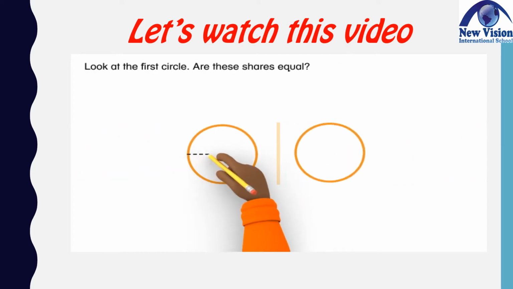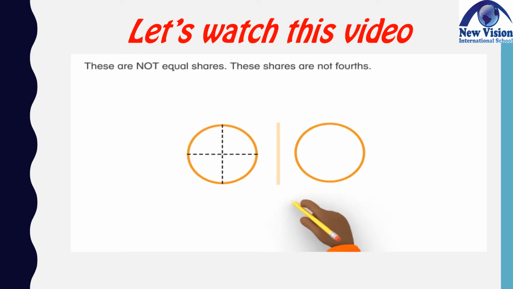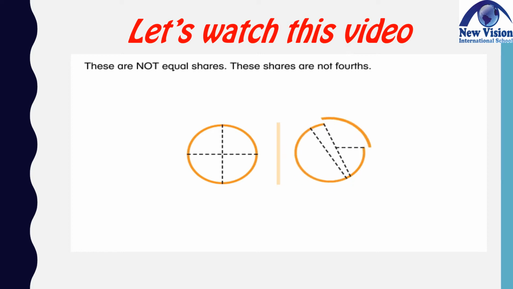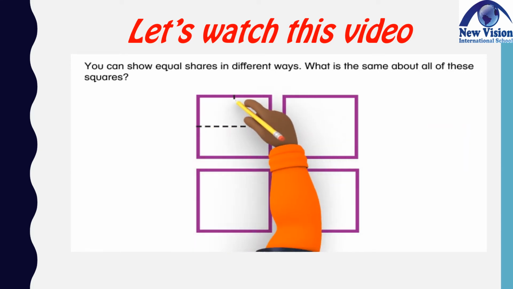Look at the first circle. Are these shares equal? Yes, there are four equal shares. These shares are fourths. These are not equal shares. These shares are not fourths. You can show equal shares in different ways.